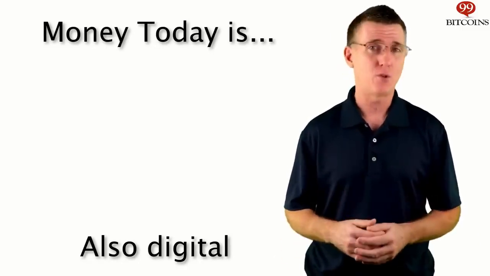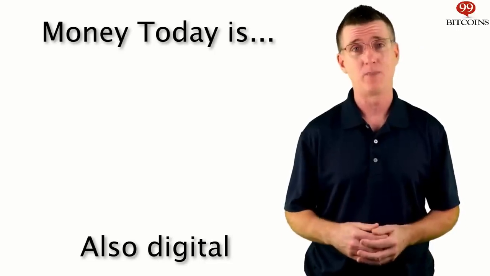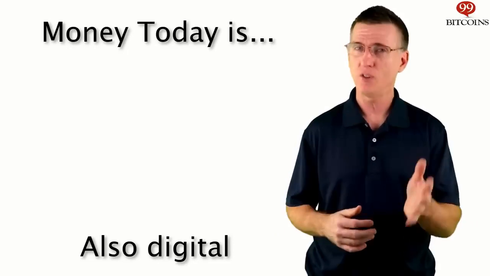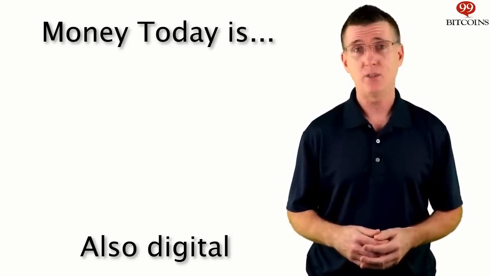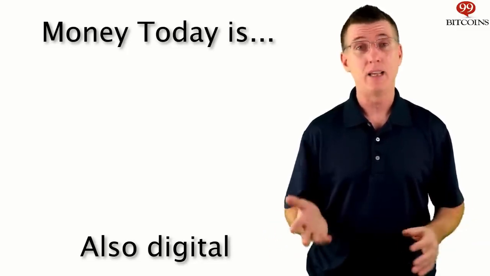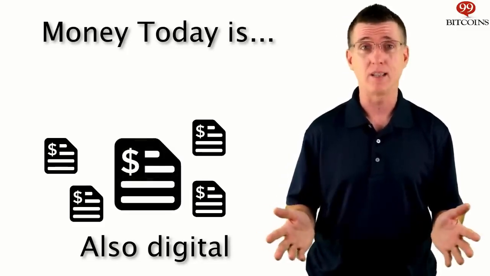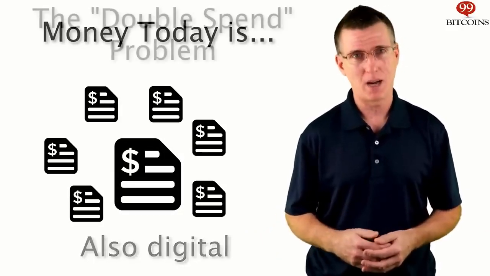Today, we mainly use credit cards, wire transfers, PayPal, and other forms of digital money. The amount of physical money in the world is almost negligible, and it's getting smaller with each year that passes. So if money today is digital, how does that even work? I mean, if I have a file that represents $1, what's to stop me from copying it 1 million times and having $1 million? This is called the double spend problem.